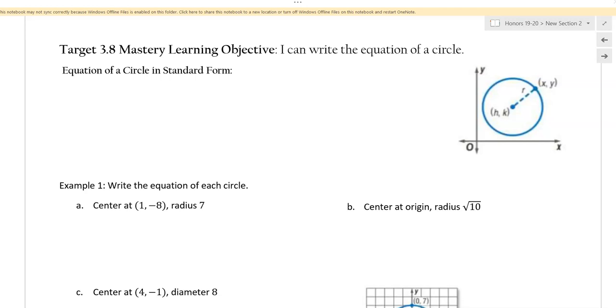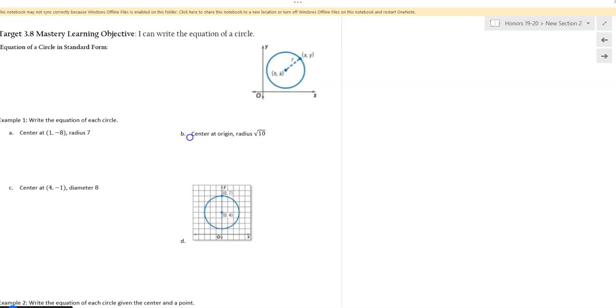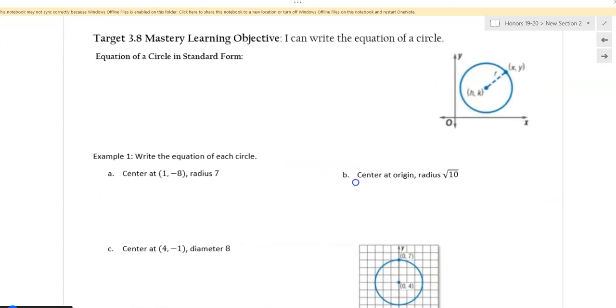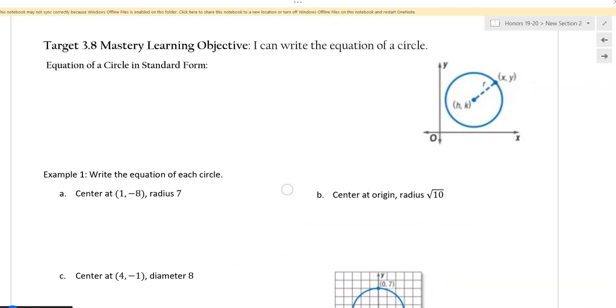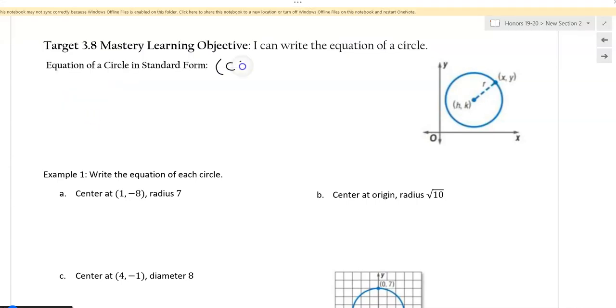All right, we are now looking at target 3.8, and our mastery learning objective is I can write the equation of a circle. So the first thing we're going to look at is what the equation of a circle is in what we call standard form. Standard form is also sometimes called center radius form, and you'll see why in a second.